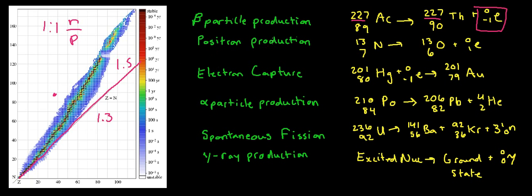Next, positron production. Positron production is similar to beta particle production. Instead of an electron, though, it's a positron, which is an electron but with a positive charge. Now, normally people don't come into contact with positrons that often, because when an electron and positron combine, they annihilate each other completely and become energy, and I think neutrinos as well, but maybe not.